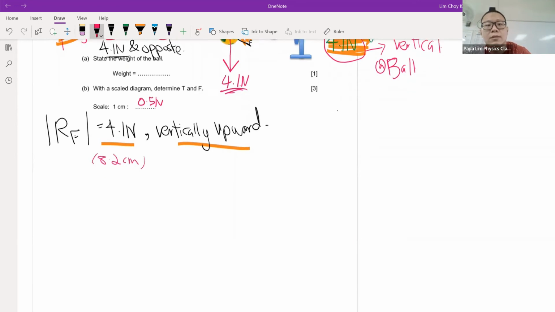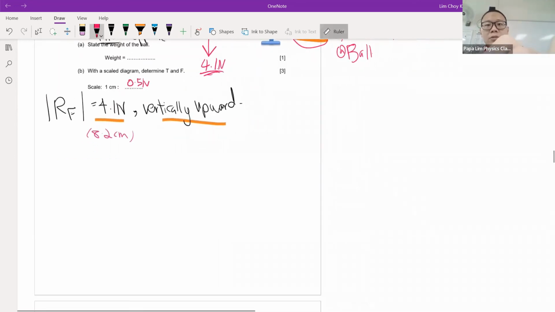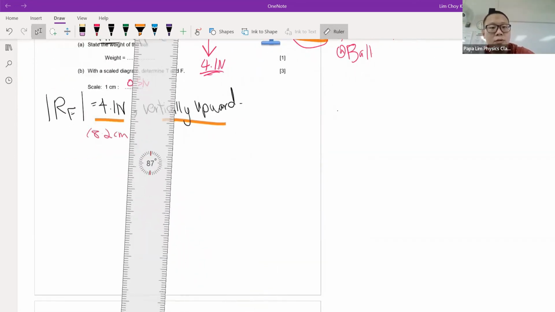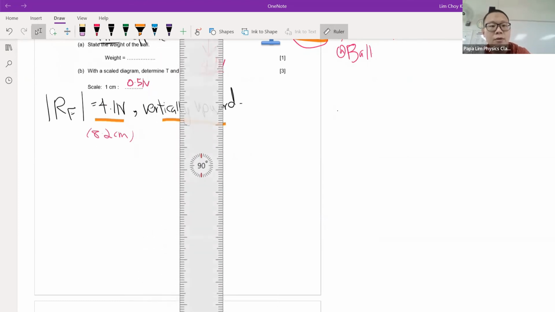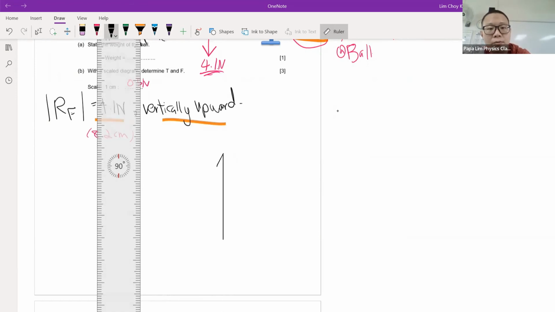So what I do now, given a space, is draw the 4.1 Newton RF, pointing vertically upwards. This will be RF, acting on the ball itself, and the magnitude here will be 4.1 Newton. In brackets, the dimension is 8.2 cm. So the black one, remember, you have to write.